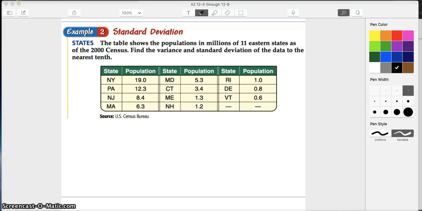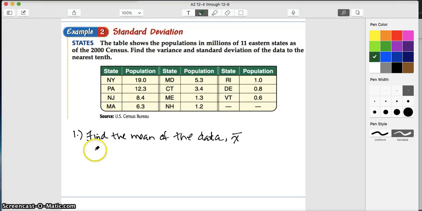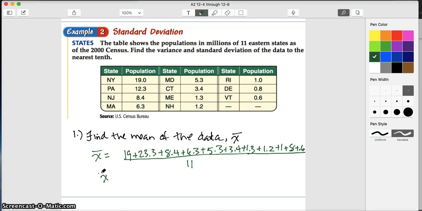So the first thing we need to do is figure out the steps to finding variance and, of course, the standard deviation. The first step is to find the mean of the data, and we know how to do that. We're going to add all of the data items up and divide by the number of numbers we have here. We have 11 data points, and we add those up. When we divide by 11, we get about 5.418, and that part is repeating. So we'll say about 5.4 million people would be the average.